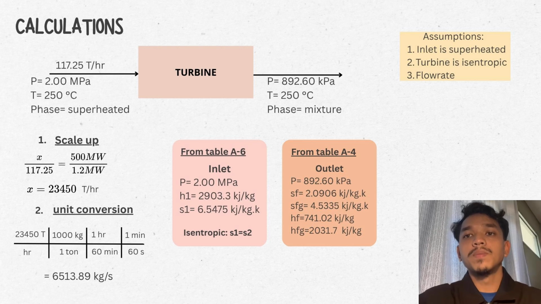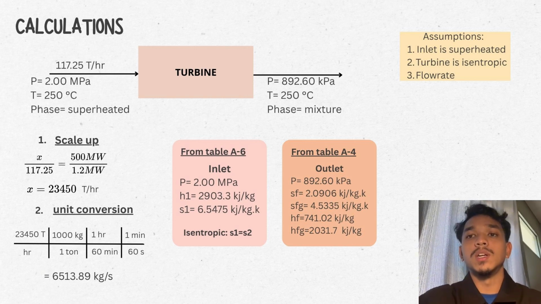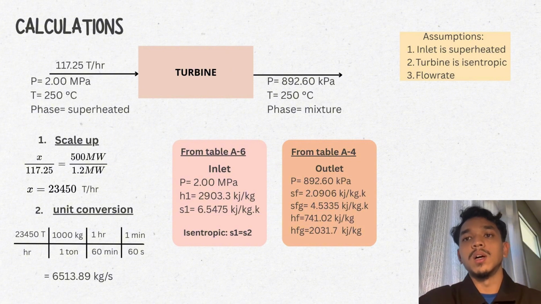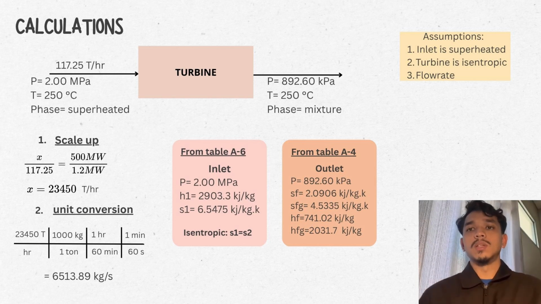From the research paper, they stated that they pump around 117.5 tons per hour of steam from the Earth to generate around 1.2 megawatts. So, in order to match the flow rate for our output, which is around 400 megawatts, we use the scale-up method, which is we scale up the given flow rate to the flow rate needed to produce around 500 megawatts of power. We also made two assumptions. The first one is the steam is superheated and the turbine is isentropic.